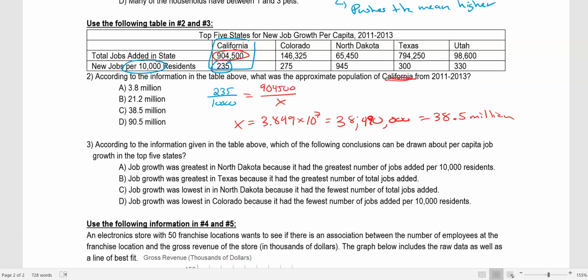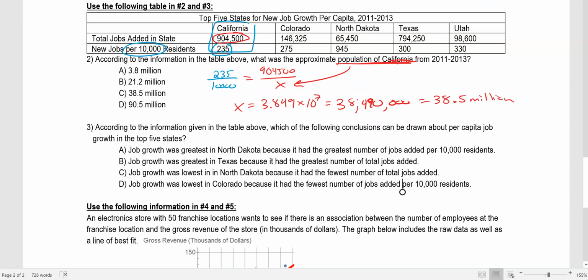And then we know in California, there's a total of 904,500 jobs added in the state over X population. My X is my total population, okay? So your population in California is this X variable down here. Cross multiply and divide and you've got your answer.